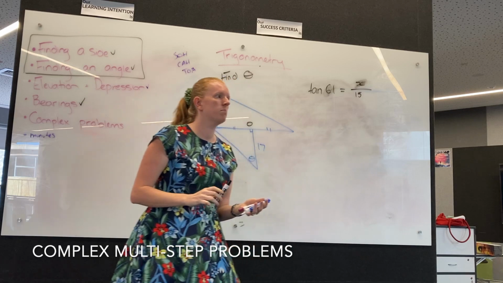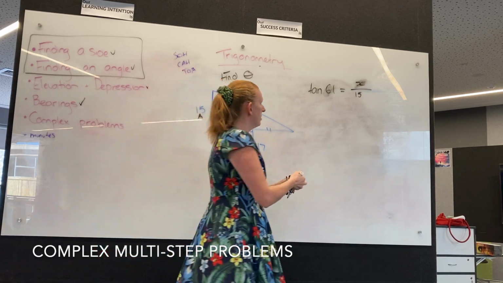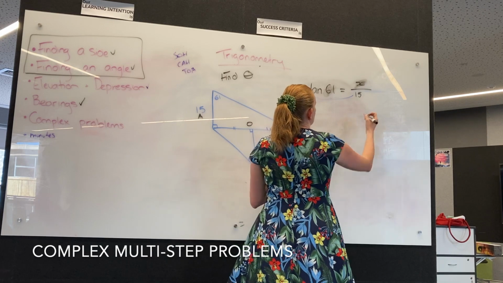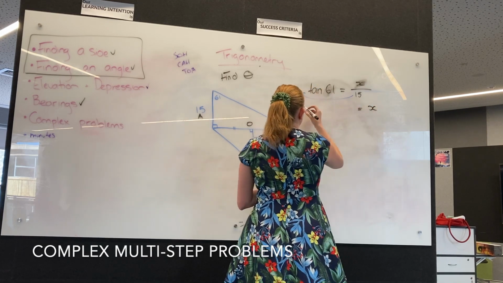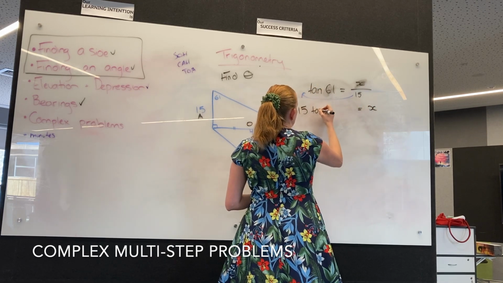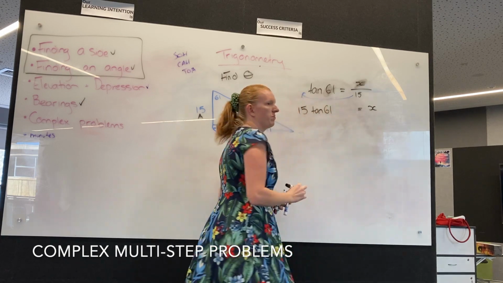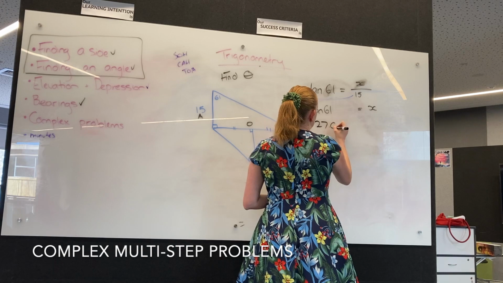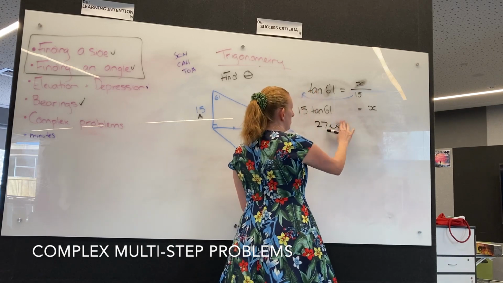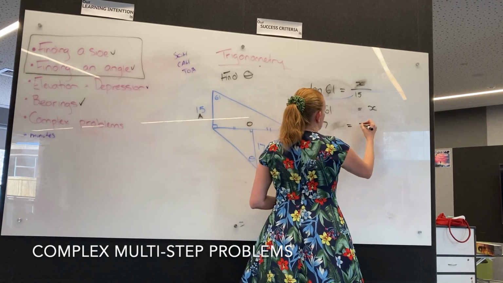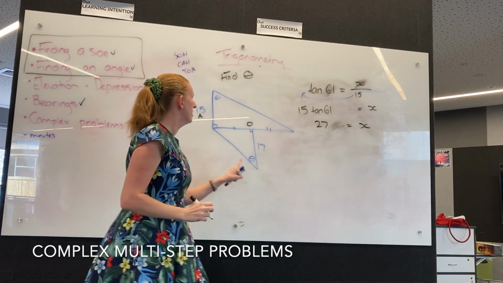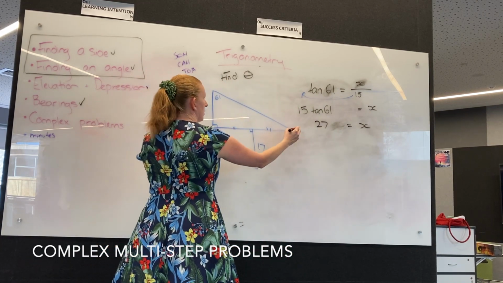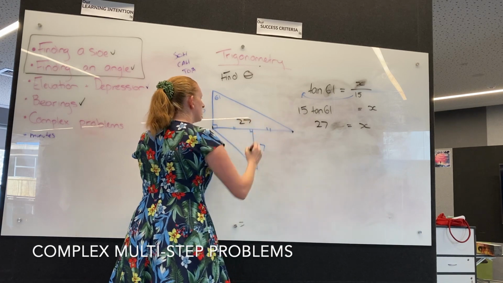Now my number's on the bottom, so what do I do? Move to the front. So now x is equal to 15 times tan 61, which is 27.06. I'm just going to round it to the nearest whole number. Great. So that is how far it is from here to here: 27.